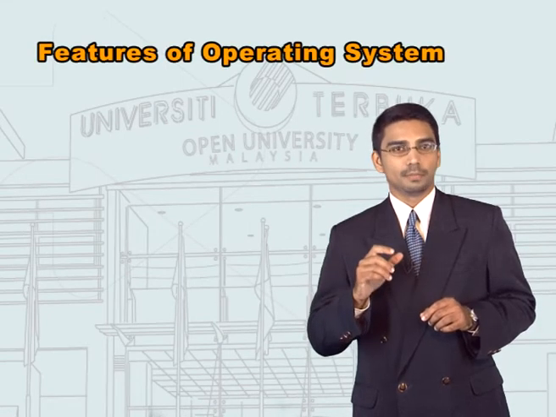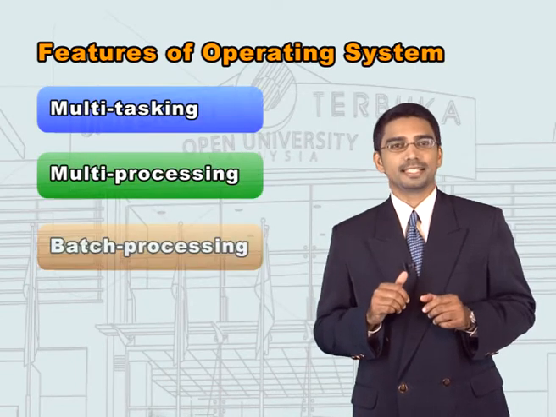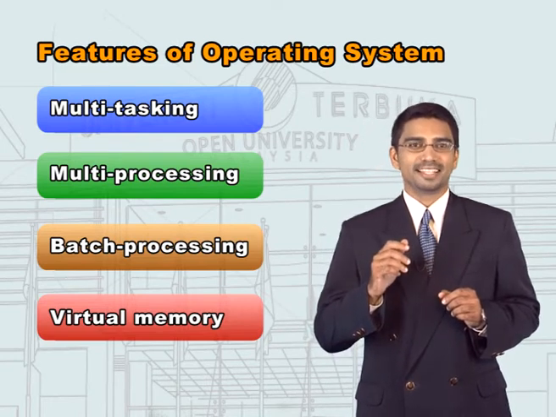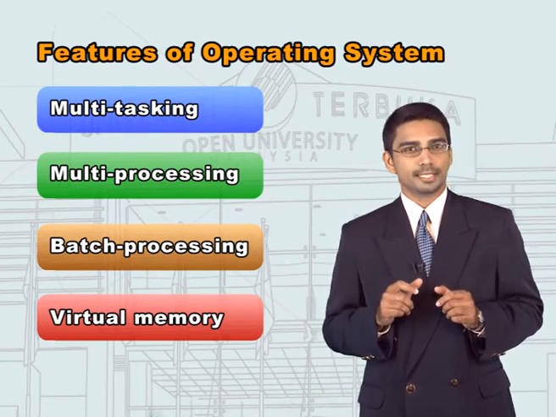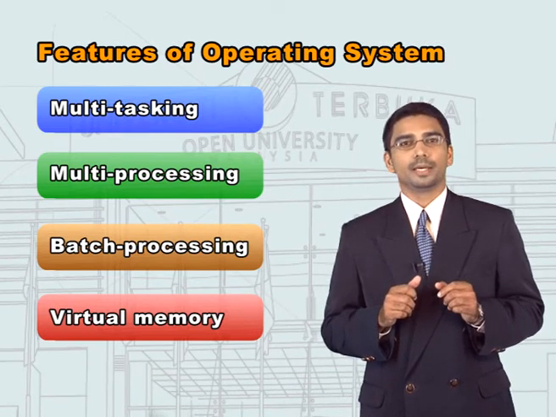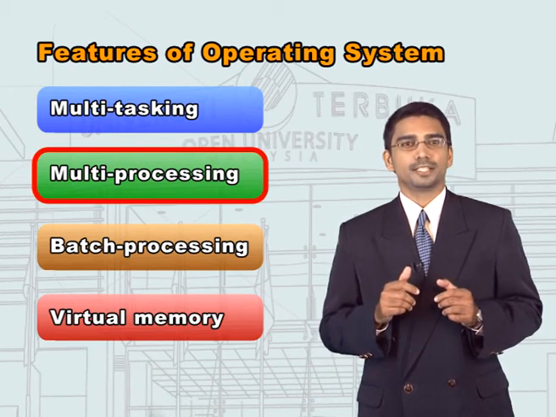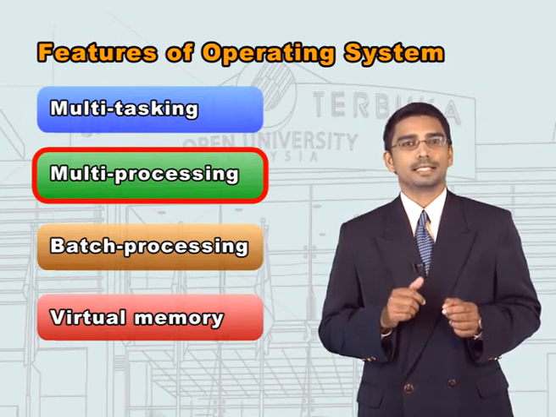A bit more details regarding operating system. Every operating system has its own features with different ability. Among the main features of an operating system are multitasking, multiprocessing, batch processing, and virtual memory. You might have already heard about multitasking many times, so I will jump to multiprocessing, batch processing, and virtual memory. Multiprocessing simply refers to an operating system that is capable of handling more than one processor simultaneously.